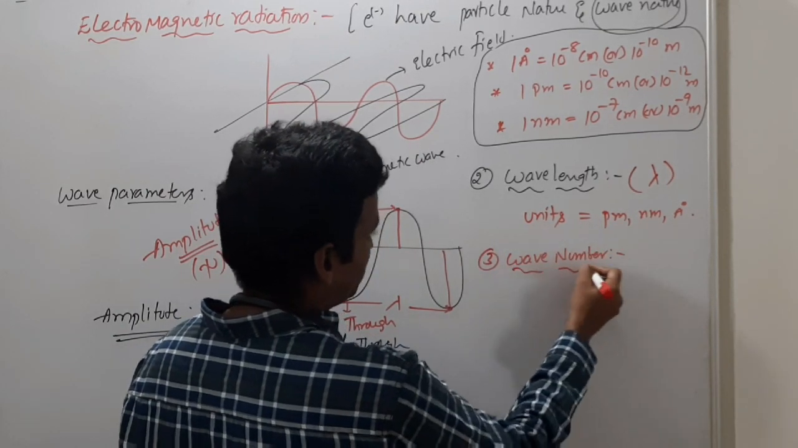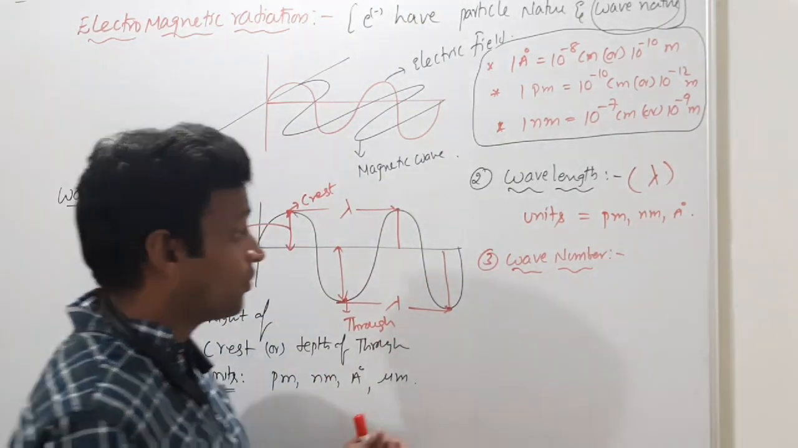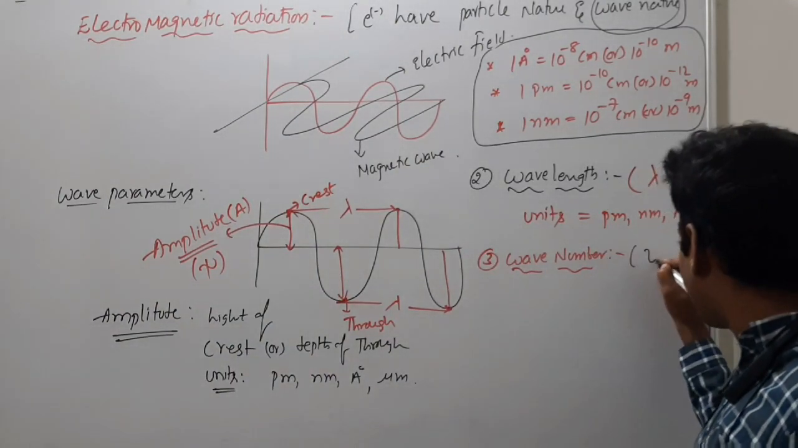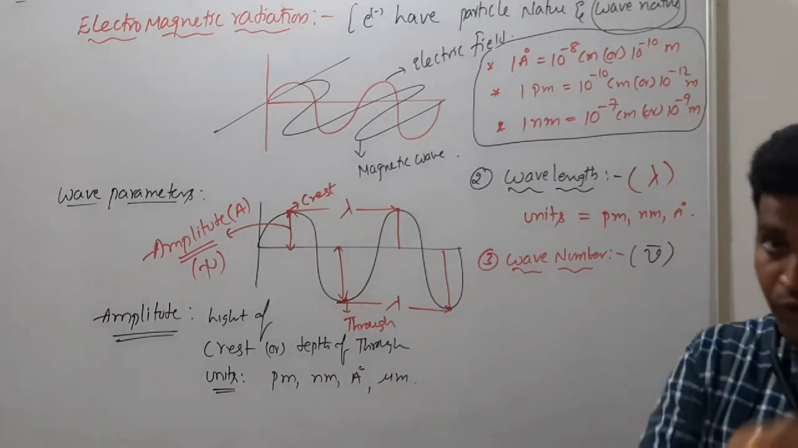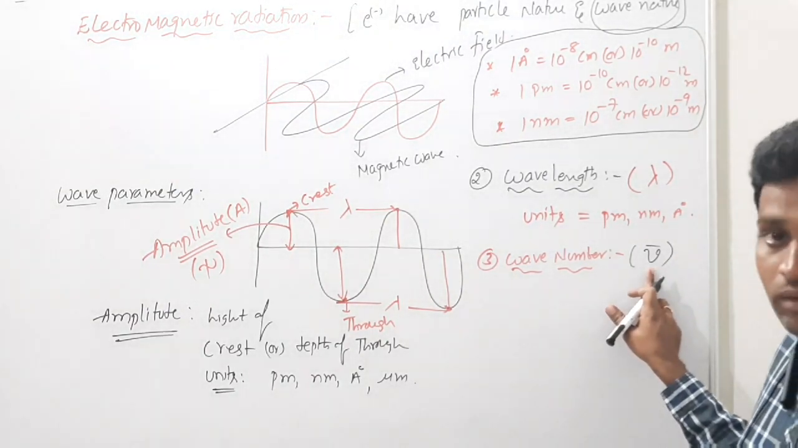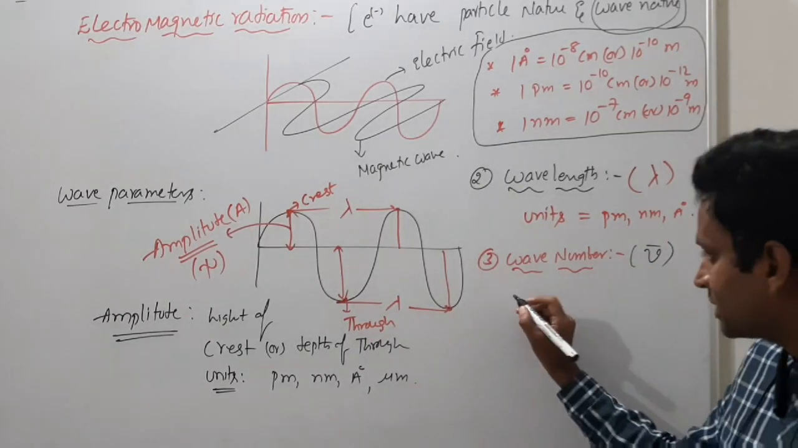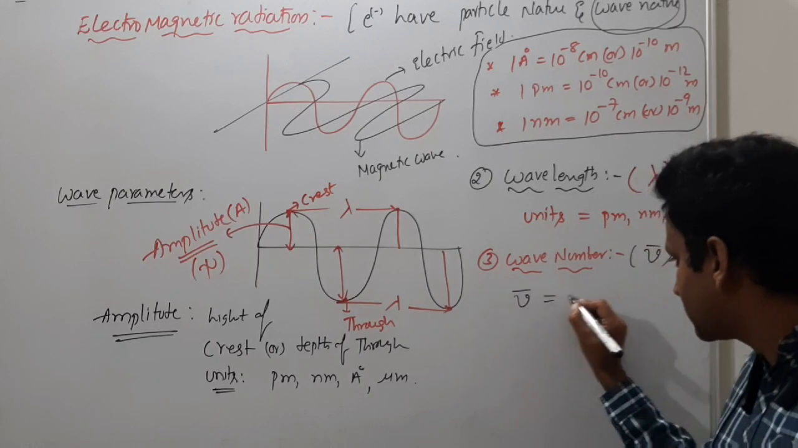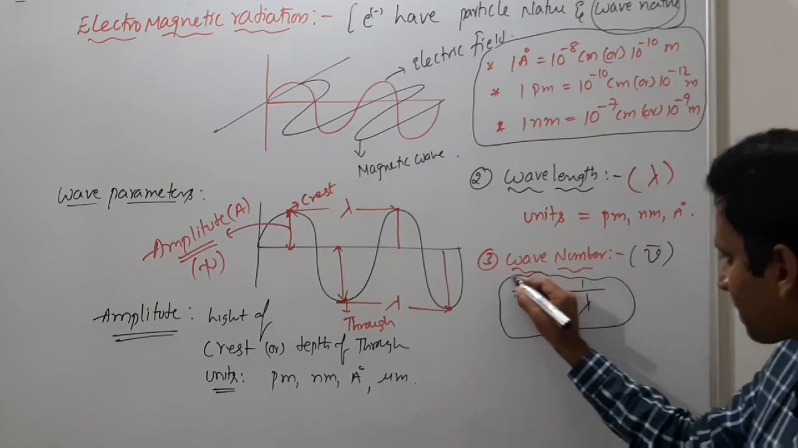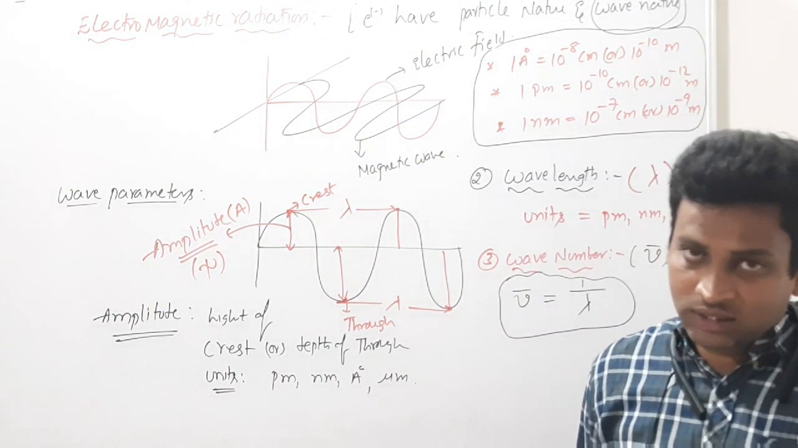Wavelength, you understood, no? Wavelength means the distance between two successive crests or troughs. Wave number is reciprocal to wavelength. Wave number is represented with nu bar. Nu, it's not V. Nu, N-E-U. Okay? Wave number is nu bar. Nu bar is reciprocal to wavelength. Wave number is a reciprocal to wavelength.